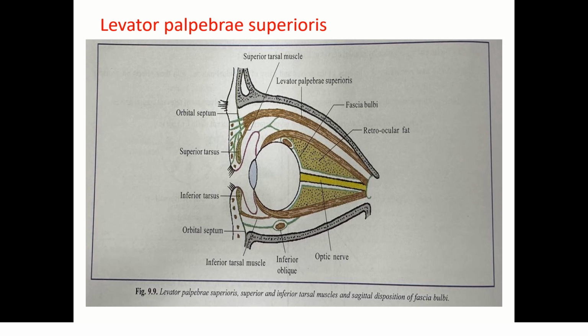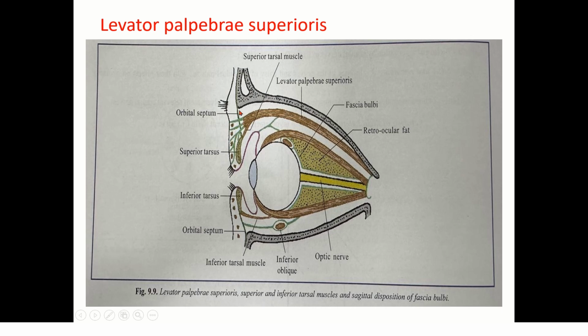Now coming to the levator palpebrae superioris, as you can see here, it takes origin from the under surface of the lesser wing of the sphenoid and moves forward. As it moves forward, it becomes fleshy. The lateral border is concave, separating the orbital and palpebral parts of the lacrimal gland, and the medial margin is straight. Anteriorly it divides into three slips: the upper slip, intermediate slip, and lower slip.